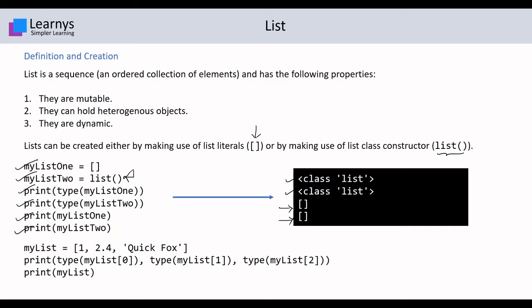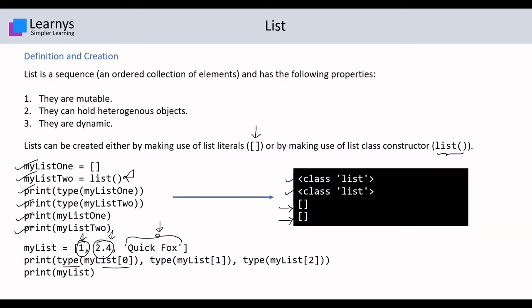Let's see this example. In this, we have added 3 values inside the list. 1 is an integer, 2.4 is a float, and there is a string quick fox. In the next statement, we are printing the type of mylist0, that means the type of 1. Type of mylist1, that means the type of 2.4. And type of mylist2, that means the type of quick fox, that is string.